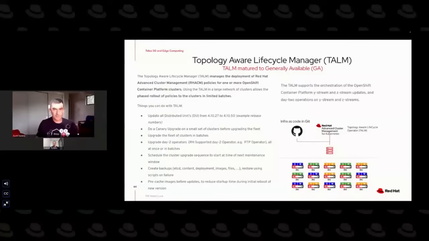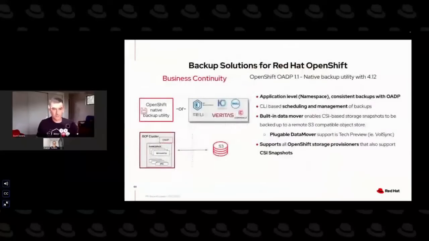Next, we'll slide into the last one here, which is around the backup solutions for OpenShift. This falls under our business continuity theme. And as we can see here, the OADP 1.1 version now has a native backup utility with 4.12. What's cool about this is you can continue to use the existing third-party backup applications with our ISVs, an awesome list that you can see there on the screen.